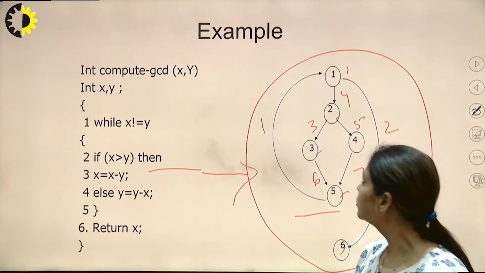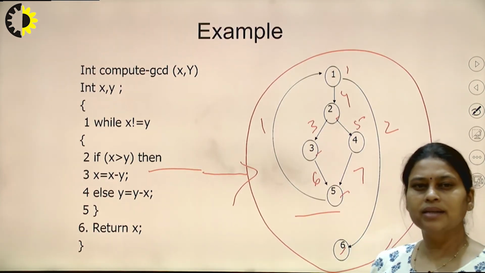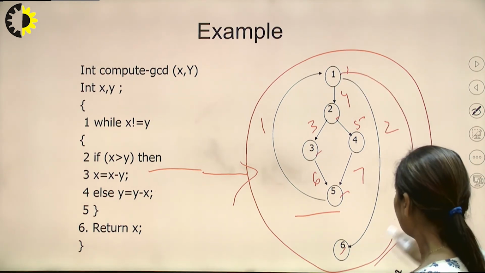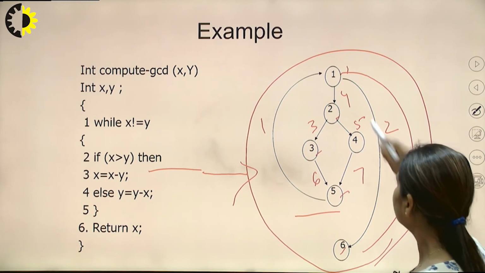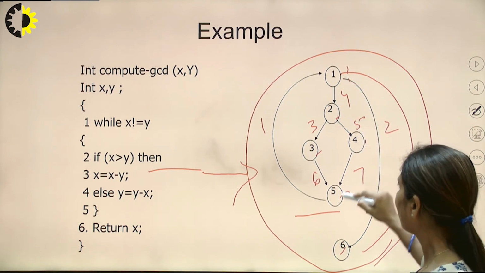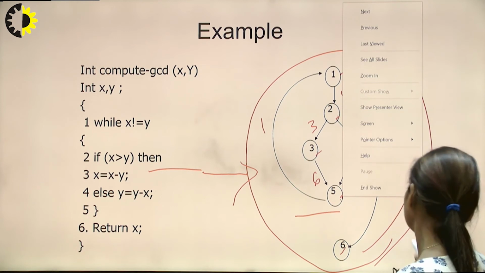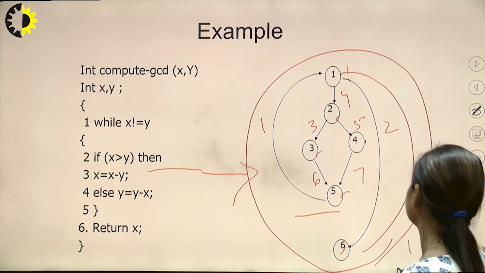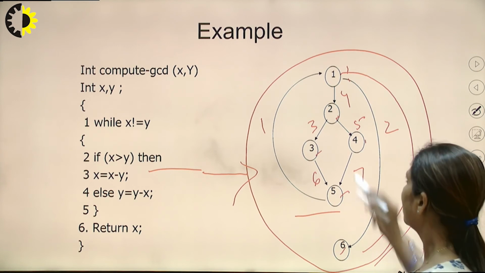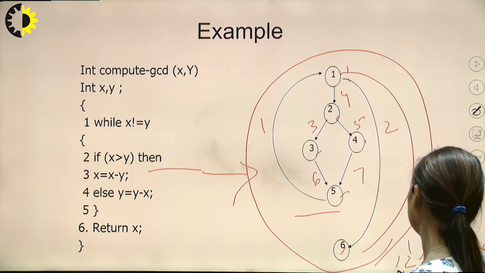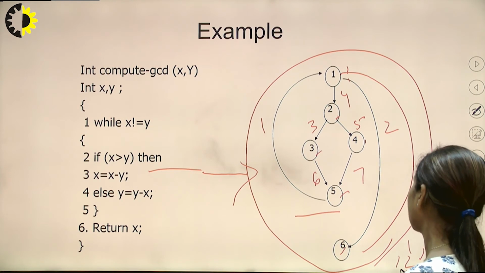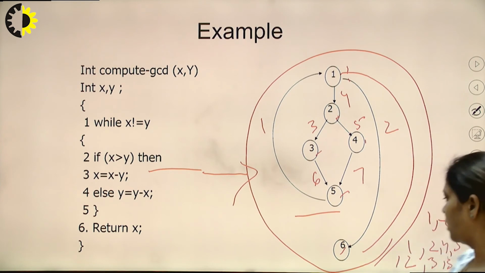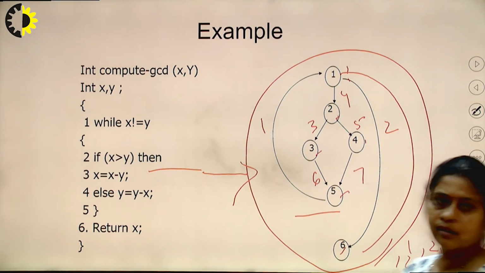Now we can also see here from entry to exit there are only 3 independent paths. One is 1, 6; second is 1, 2, 4, 5, 1, 6; and another one is 1, 2, 3, 5, 1 and 6. So we have a total of 3 independent paths here.